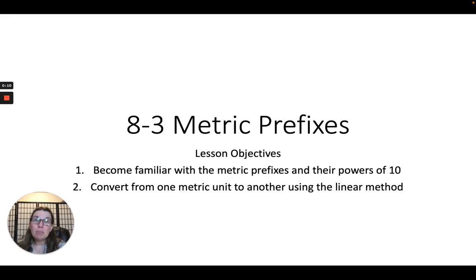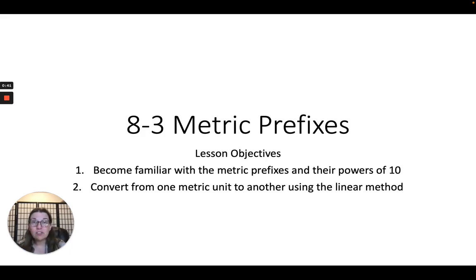We are talking about metric prefixes. So we've already learned about some of the different units of measurement that we can use to measure length or distance, that we can use to measure volume, temperature, mass, and so on and so forth. And we're going to do a deep dive into the metric system today. What's really cool about the metric system is that it's very easy to convert because everything is based on powers of 10. So at the end of the day, you're really just moving decimal points around.